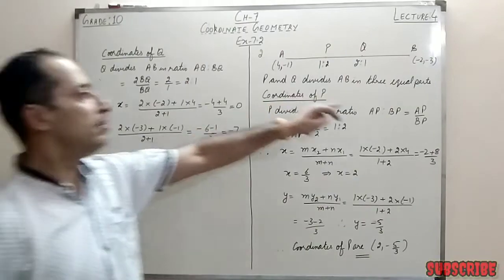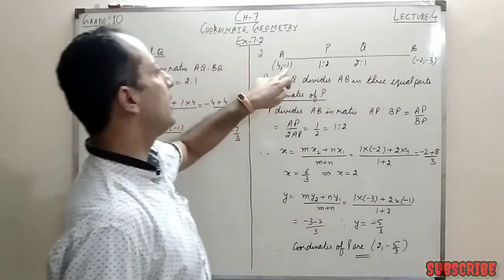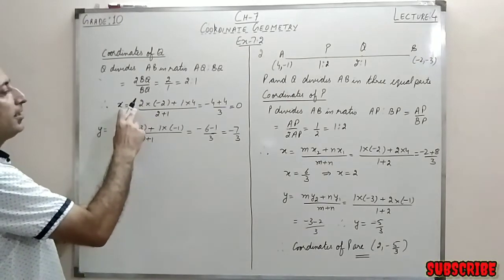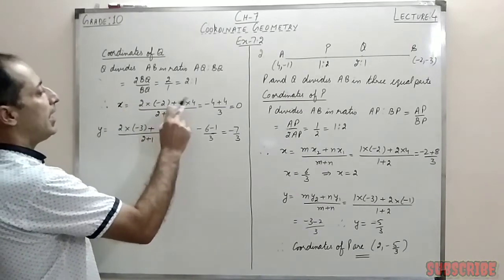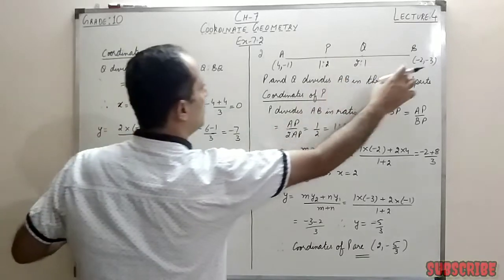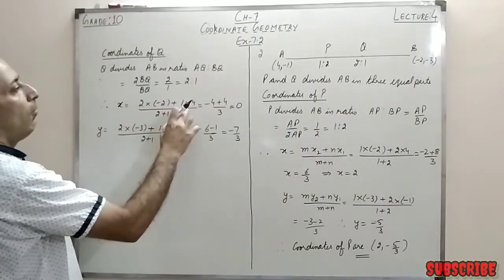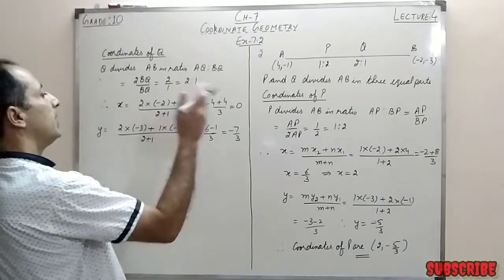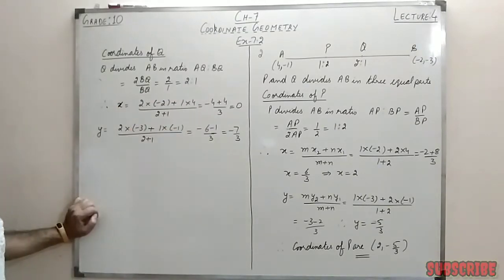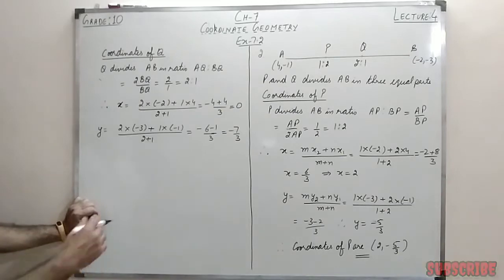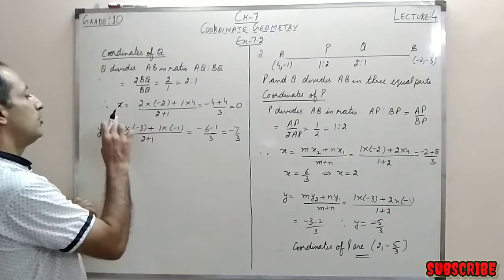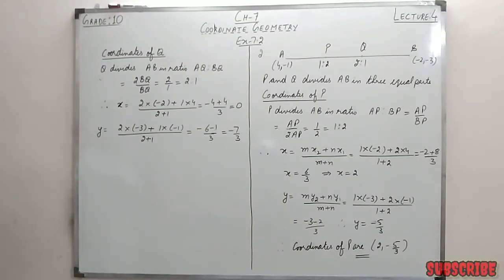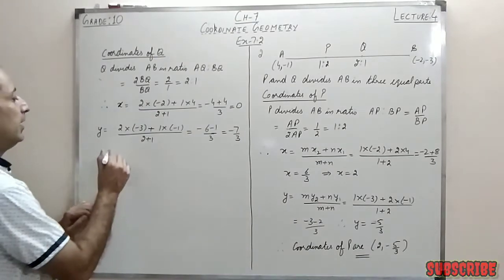Now this 2 gets multiplied on this side and this 1 will be getting multiplied on this side. So we have 2 into -2, that is mx2, plus n x1. So m is 2 here. So 2 into -2 plus 1 into 4 upon 2 plus 1. And in the numerator we get 0 because -4 plus 4 is 0. Same way the y coordinate, that is 2 into -3 plus 1 into -1 upon 2 plus 1. We get -7 by 3.